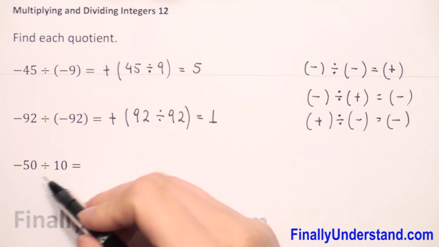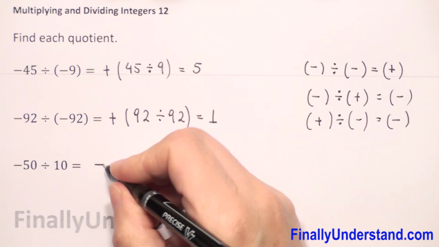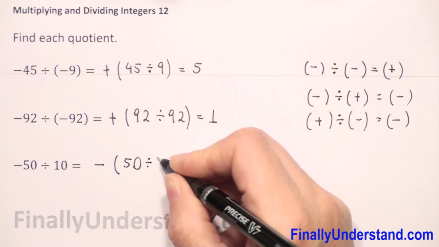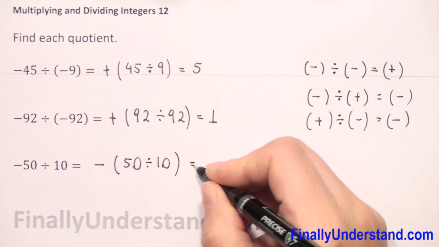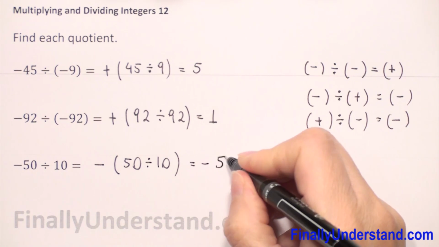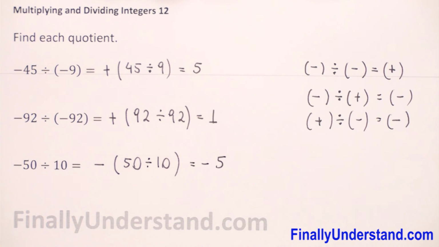So negative divided by positive, the answer will be negative, and we have to divide 50 by 10. So negative sign we have to rewrite. 50 divided by 10 is 5. So the answer is negative 5. This is my solution.